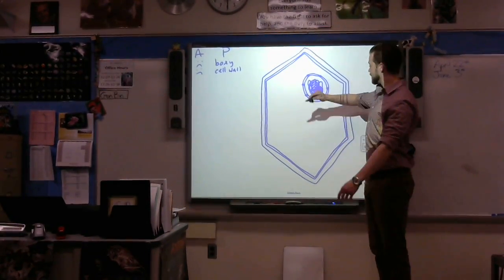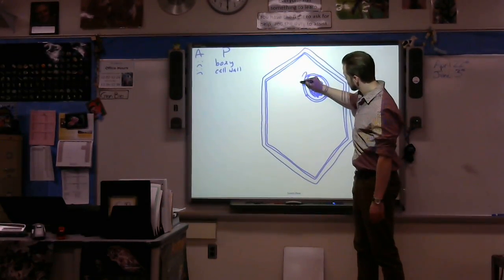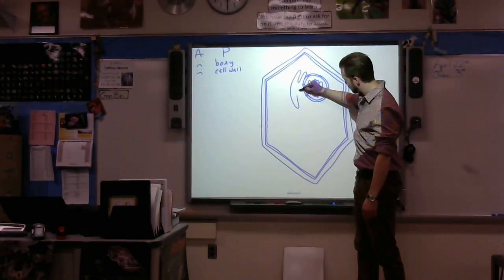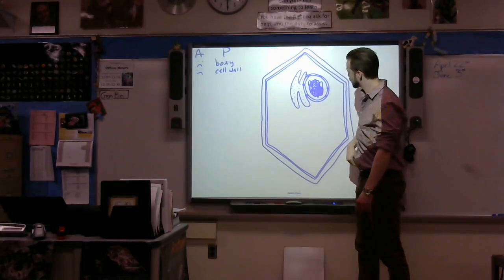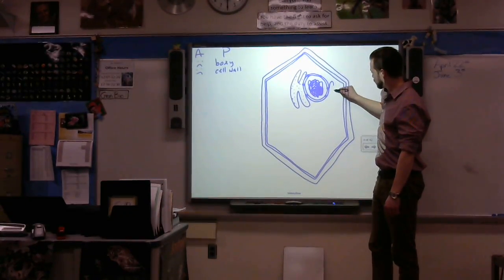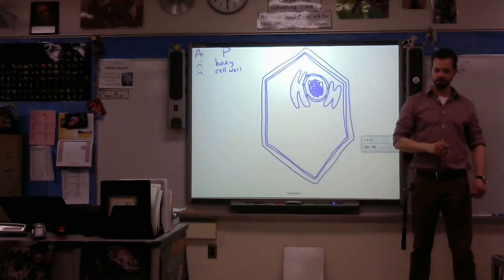Outside of the nucleus, you'll have two endoplasmic reticulums. One of them is the rough endoplasmic reticulum with ribosomes on it. The other one is a smooth endoplasmic reticulum. You can draw them the same way, just don't put ribosomes on it.